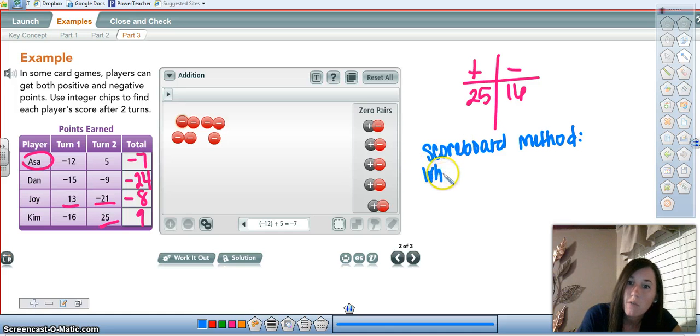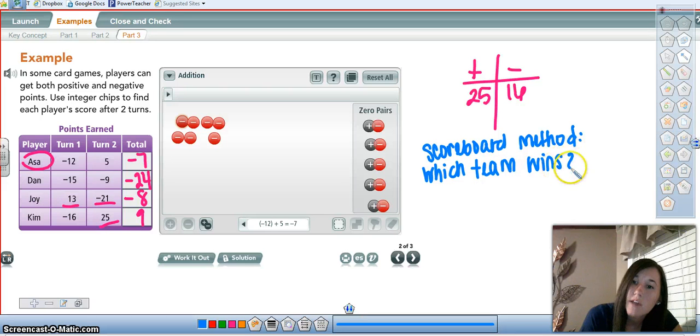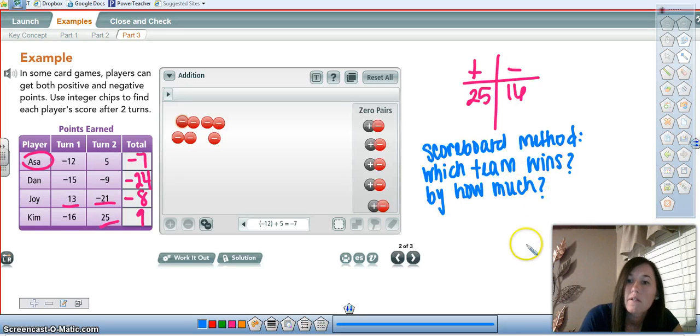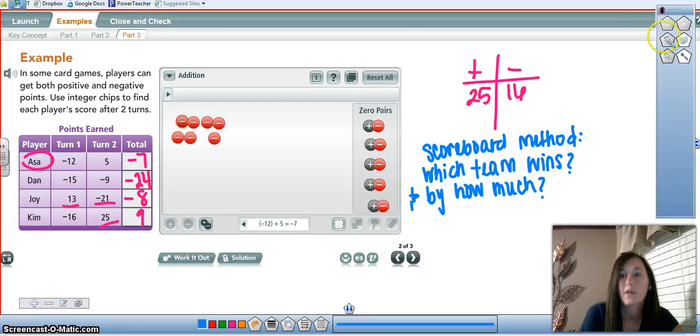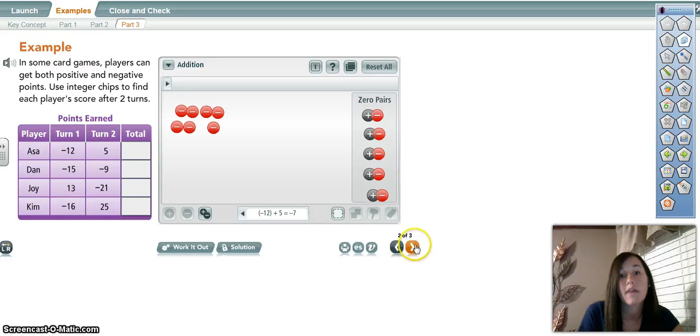Ask yourself which team wins. That'll tell you if your answer is positive or negative. And ask yourself by how much. And that will tell you what your answer is. Okay, let's go on to our last example.